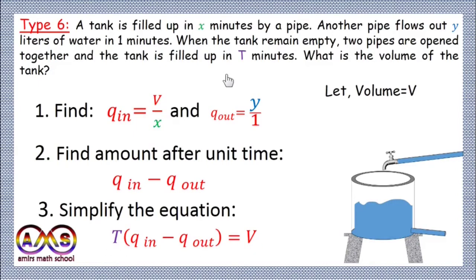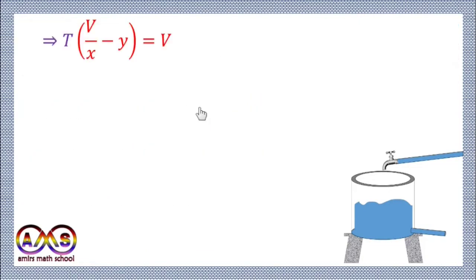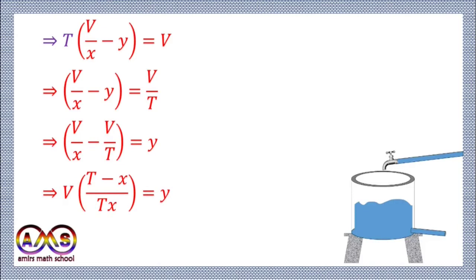Here T is the total required time when both the pipes are open. So substitute the values: Q in equals V by X, and Q out equals Y. Now simplify the equation to get the value of V, that is V equals TXY divided by T minus X. This is our required result.